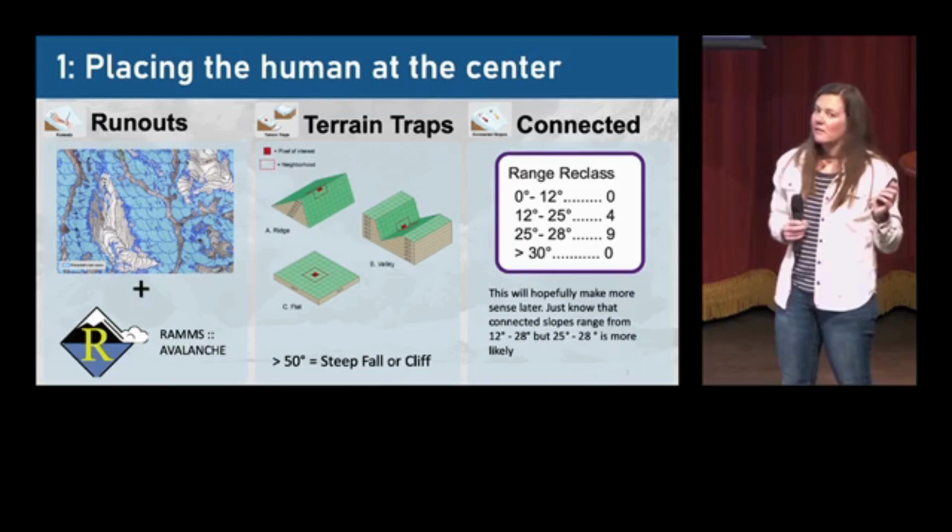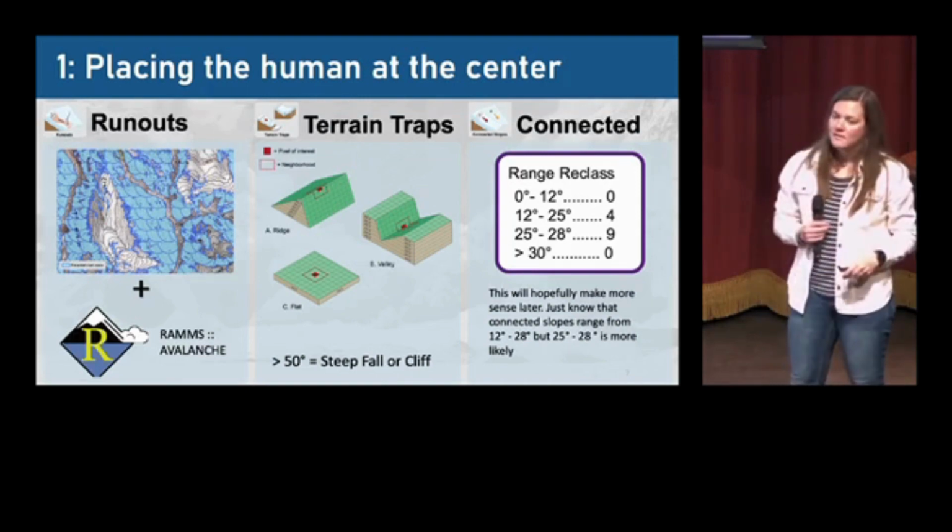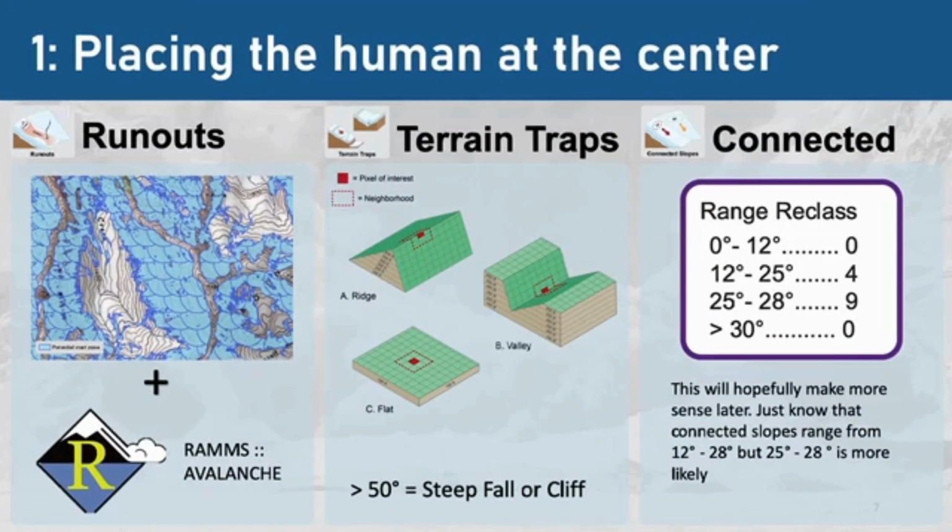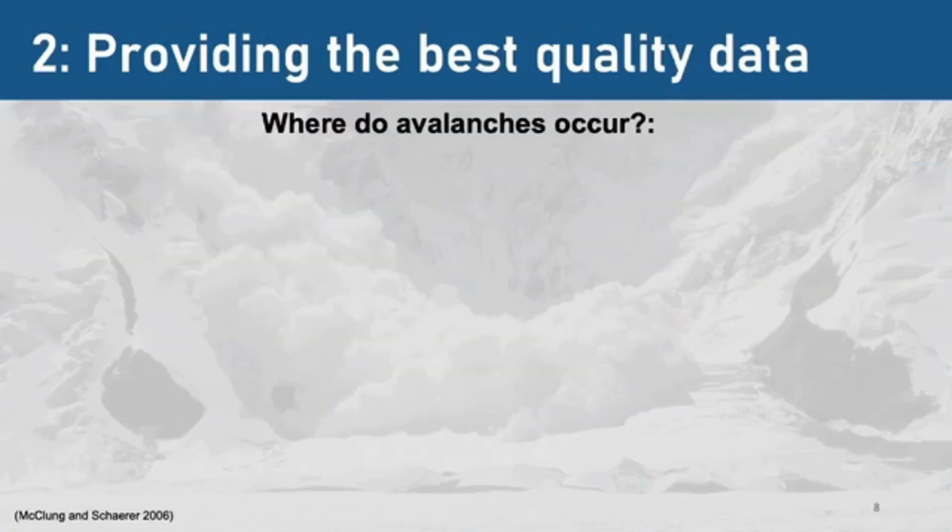Connected slopes, I'll go into this a little more in a couple slides. The only thing to get from this is it's looking at slopes from 12 to 28 degrees, but with 25 to 28 degrees being much more likely than that 12 to 25 degrees. But I'll talk more about that in a second.